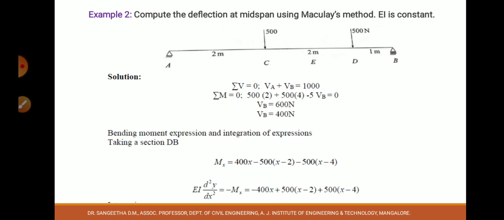Take sigma M is 0, moment about A as 0 at this point. 500 into 2, 500 into 4, VB into 5. So, these are making clockwise. So, positive clockwise, positive anti-clockwise, negative. So, minus 5 into VB is 0. So, VB is 600 and VA is 400 Newton.